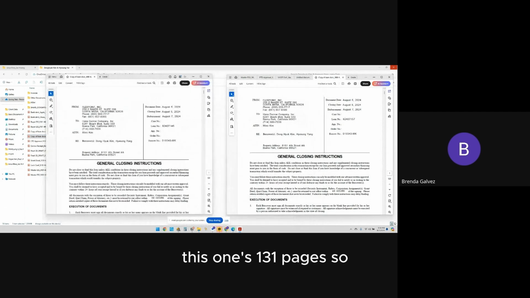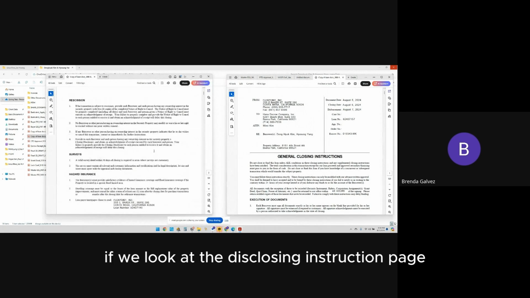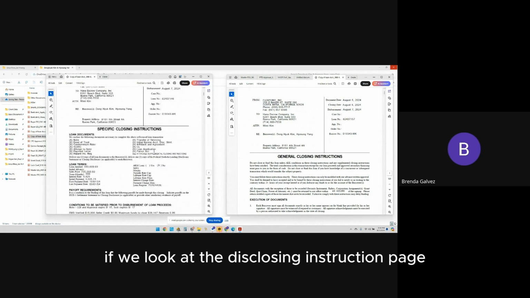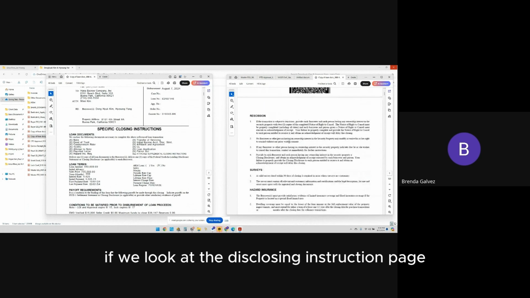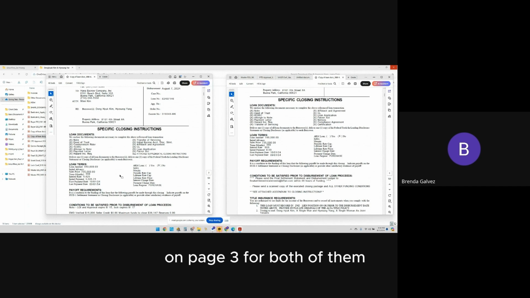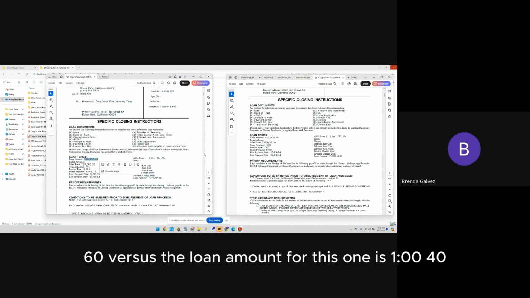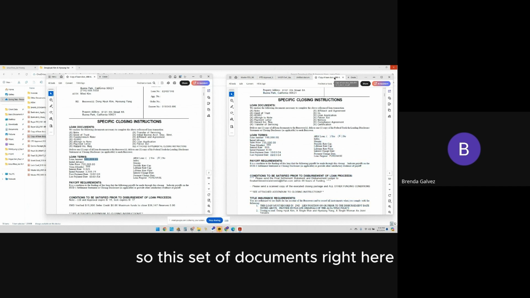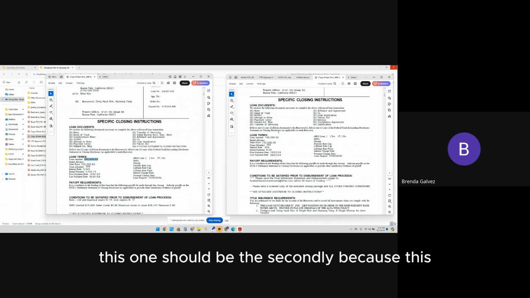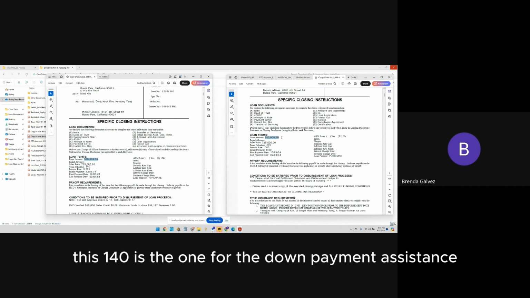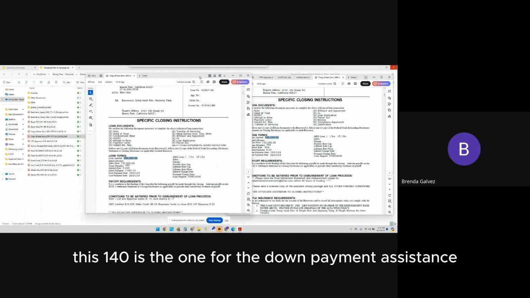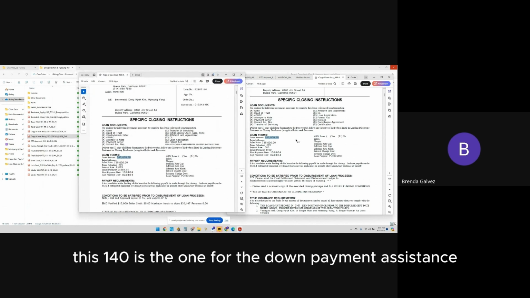This one's 131 pages. So if we look at the closing instruction page on page 3 for both of them, and you see the loan amount right here, it's 560 versus the loan amount for this one is 140. So this set of documents right here is labeled incorrectly. It says it's a first. This one should be the second lien, because this 140 is the one for the down payment assistance.